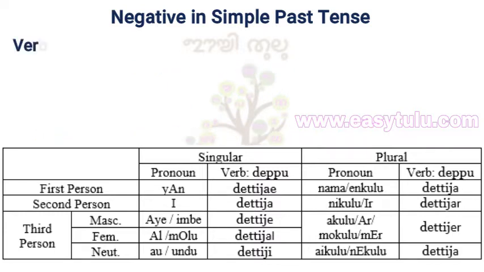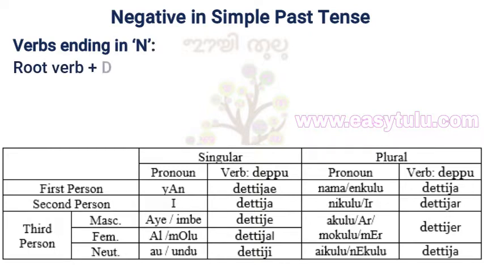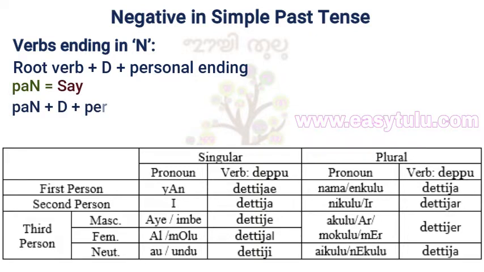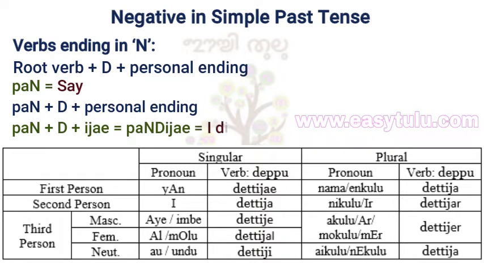Now let us see verbs ending in nu. To conjugate verbs ending in nu sound in simple past tense, add du suffix to the root verb and then add personal ending. Let us conjugate the verb panu. Panu means say. Root verb plus du plus negative personal ending.